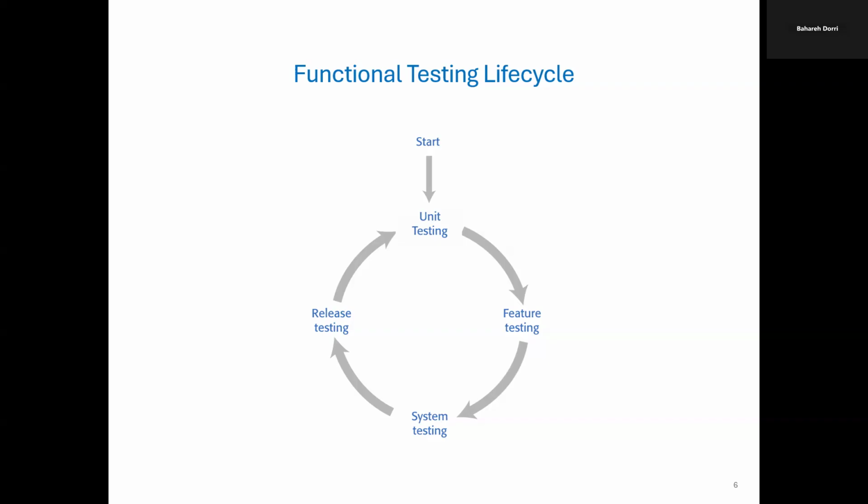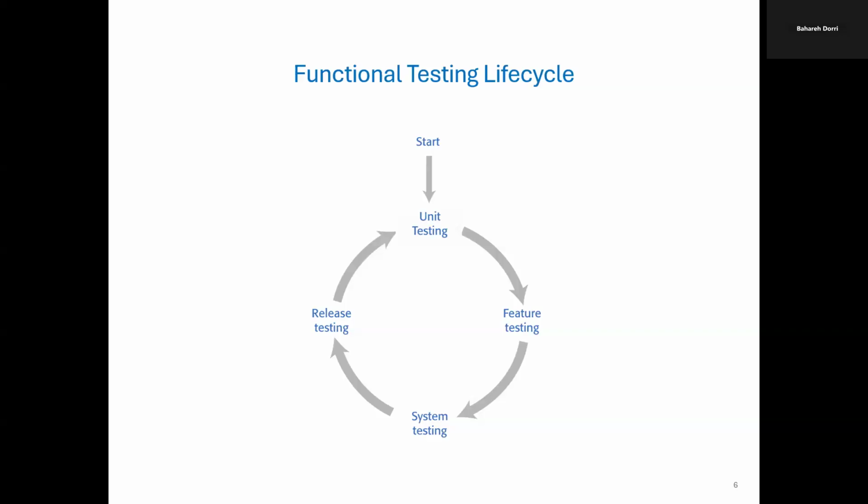Once the individual pieces look good, you move on to feature testing. Now you're seeing how those units work together to deliver a complete feature, like logging in or uploading a file. You are testing more interactions here. Next comes system testing. At this point, everything is integrated and running as a full application. You're testing it like a real user would across different workflows and use cases.